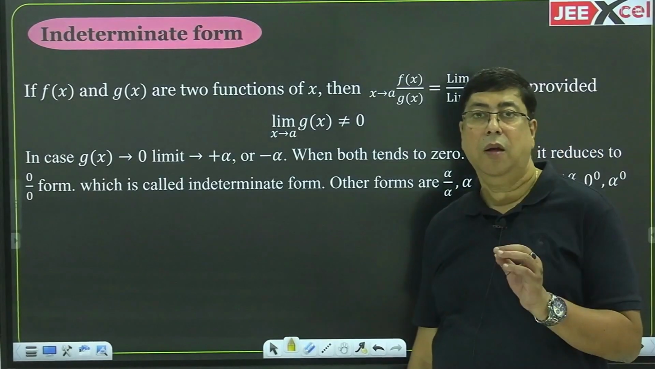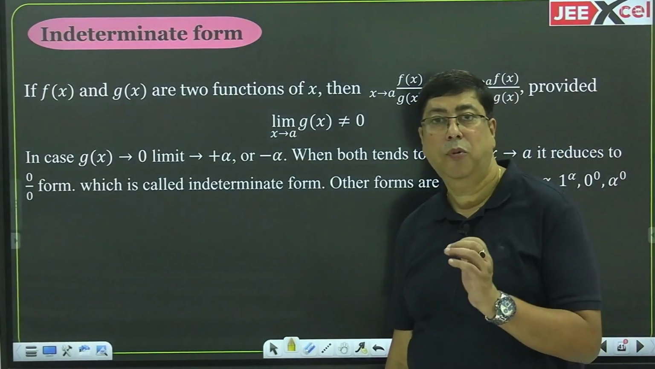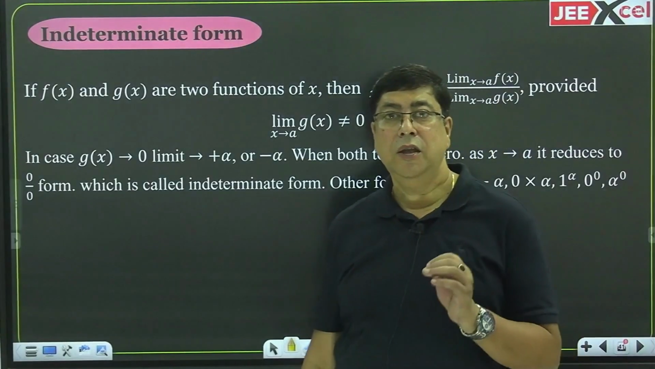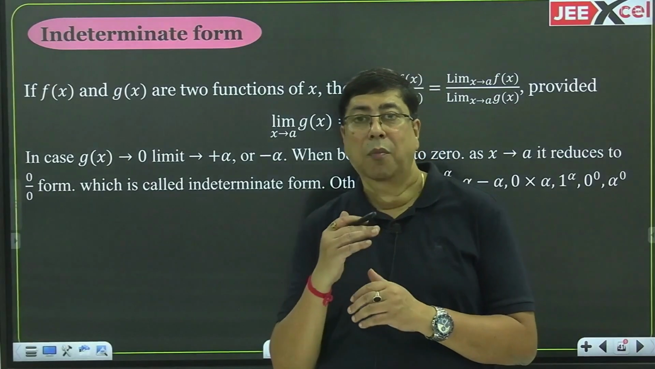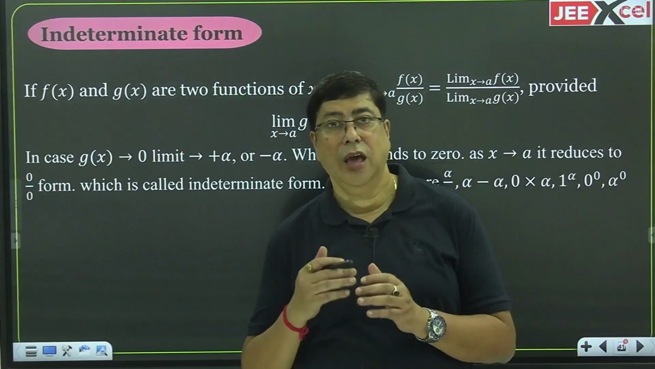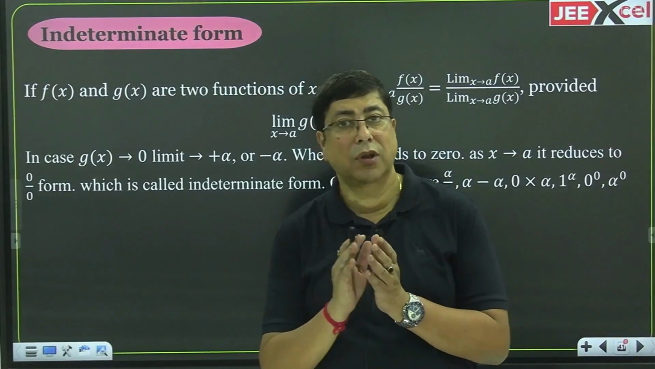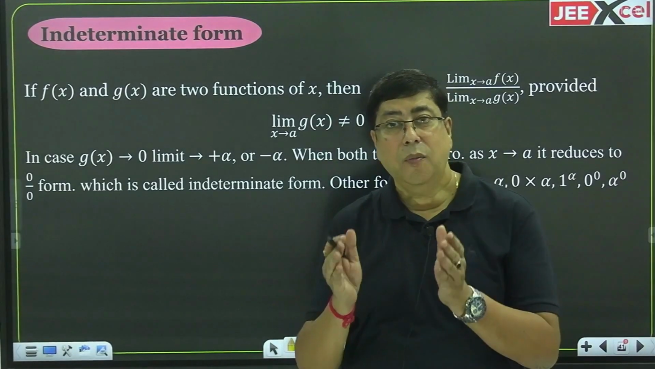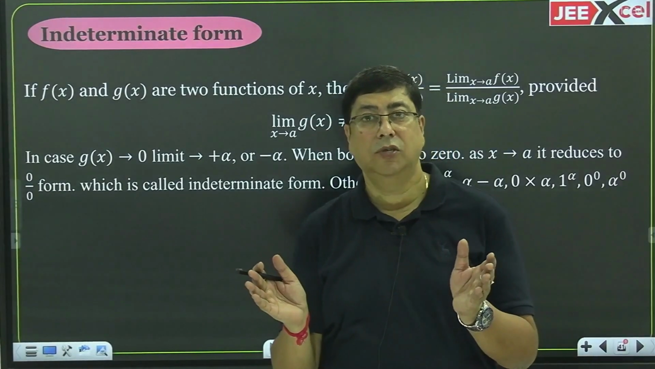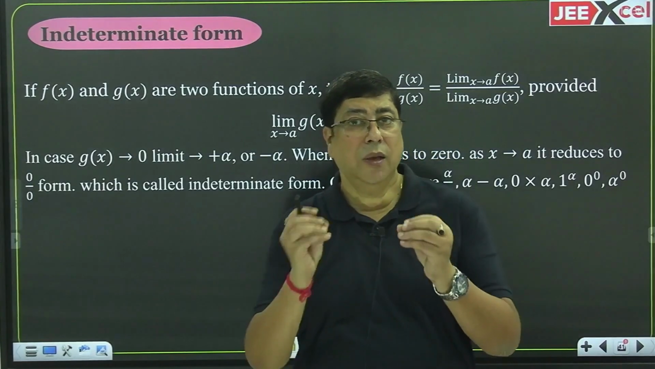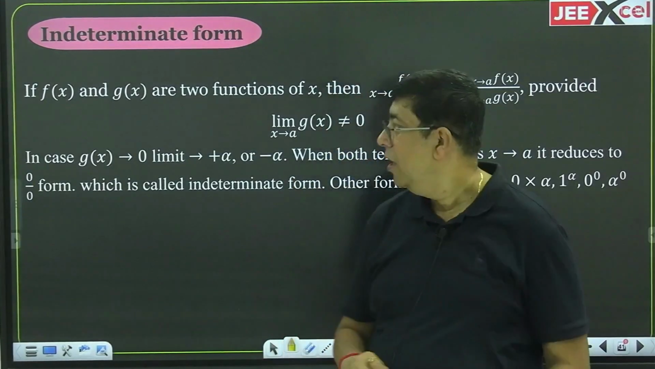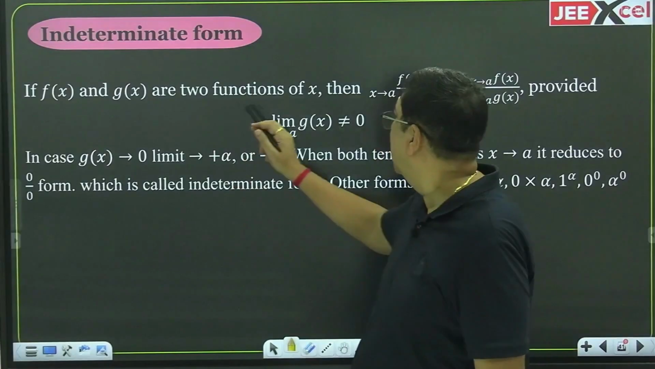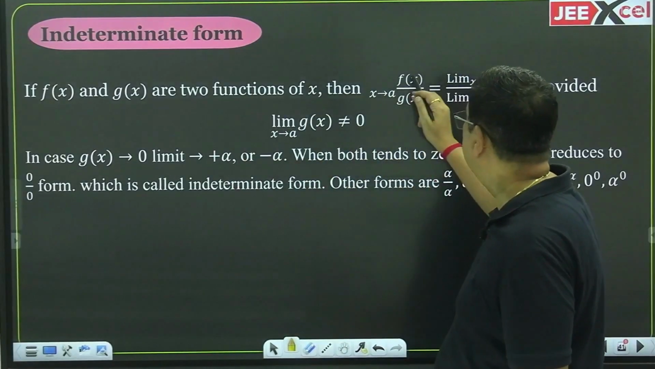Now let's come to the most important portion of the limit, that is the indeterminate form. A number of formula-based questions are in the 0 by 0 form. If you notice that sin x by x equal to 1, that is 0 by 0 form. All the formulas which you have used are in the form of 0 by 0, except the 1 to the power infinity form.